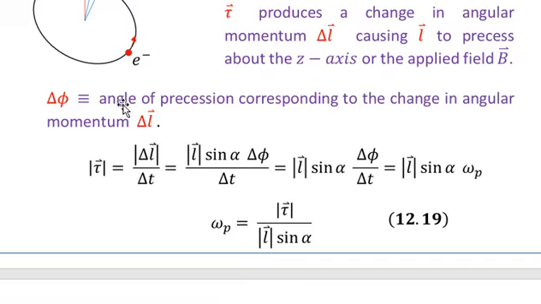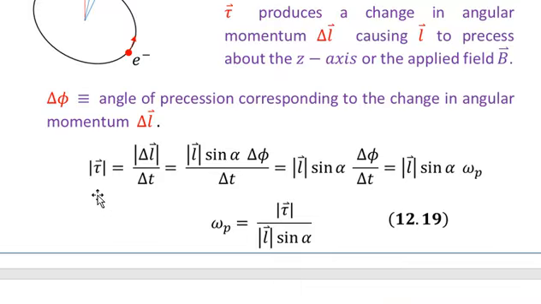So delta phi is the angle of precession corresponding to the change in angular momentum delta L. So delta phi is linked with the delta L. So both are actually directly linked with each other. So when delta L will increase, delta phi will also increase, and vice versa.